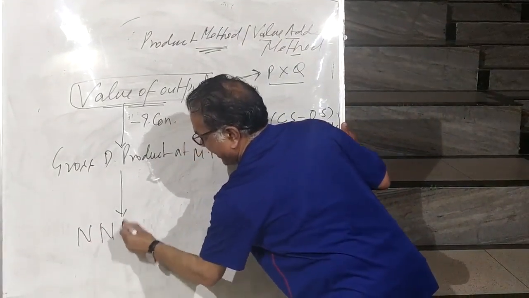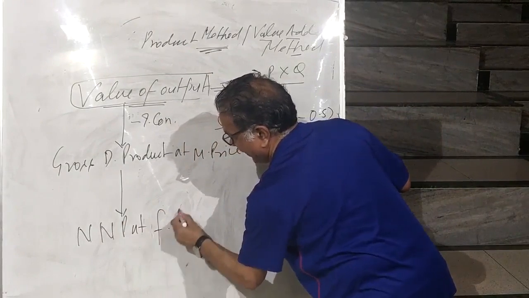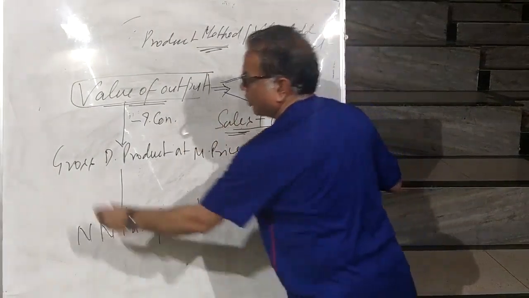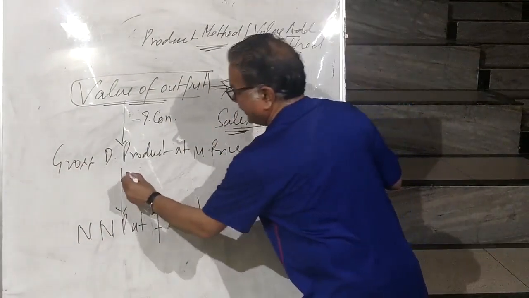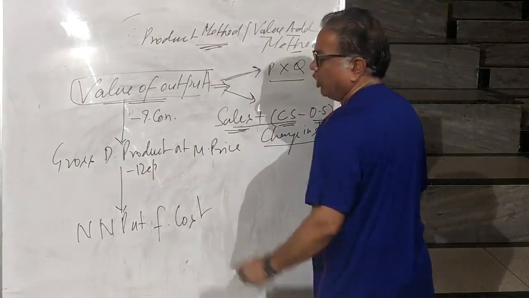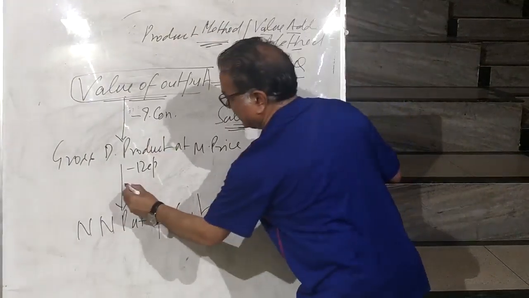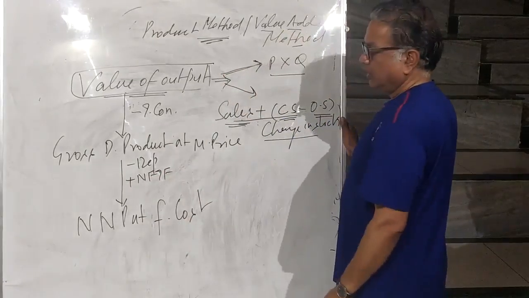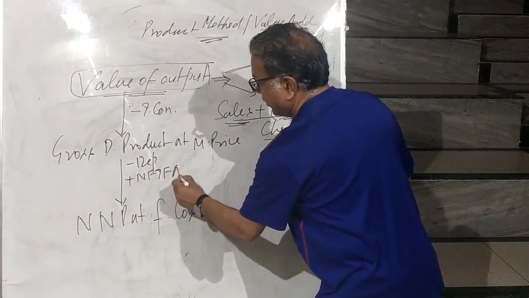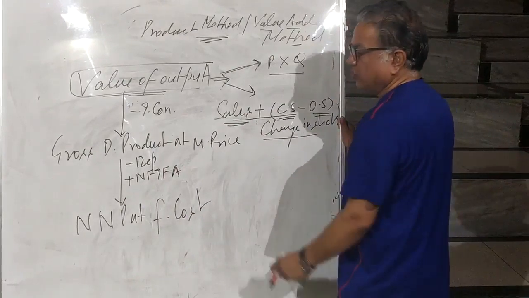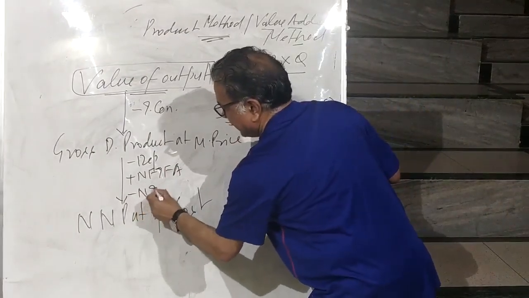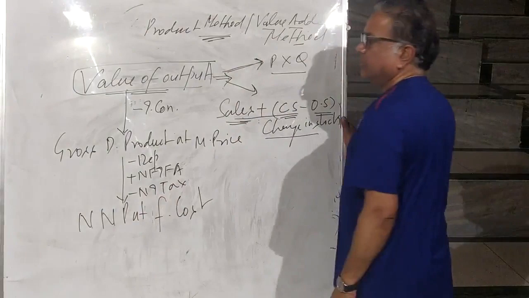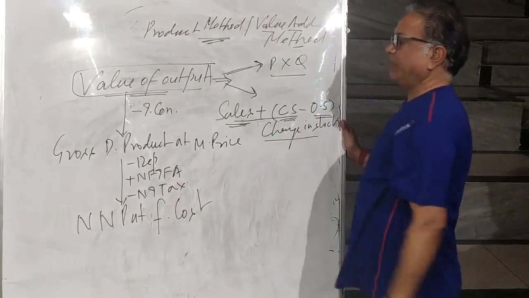What do we call national income? NNP at factor cost. How? Gross to be converted into net, minus depreciation. Domestic product to be converted into national product, plus net factor income from abroad. And market price into factor cost, minus net indirect tax. This is how you go through the product method.